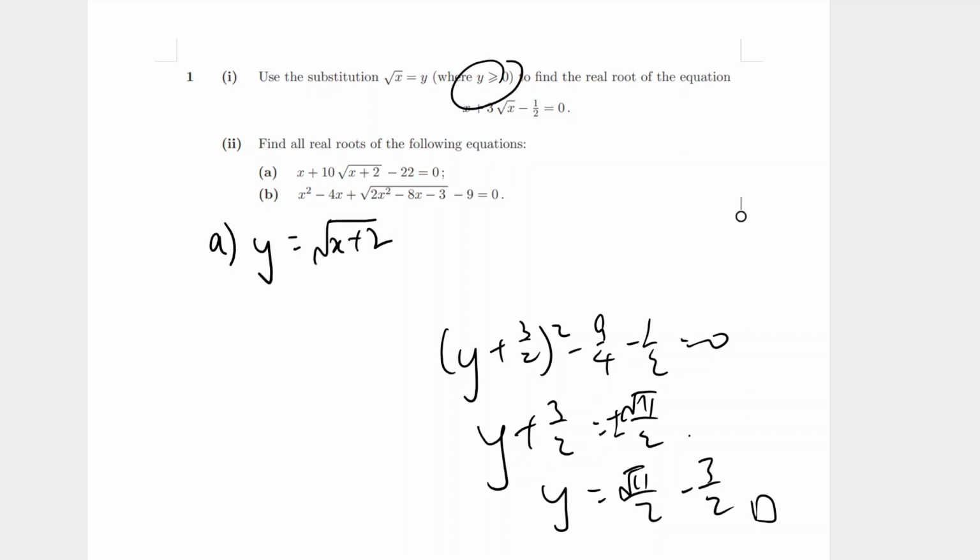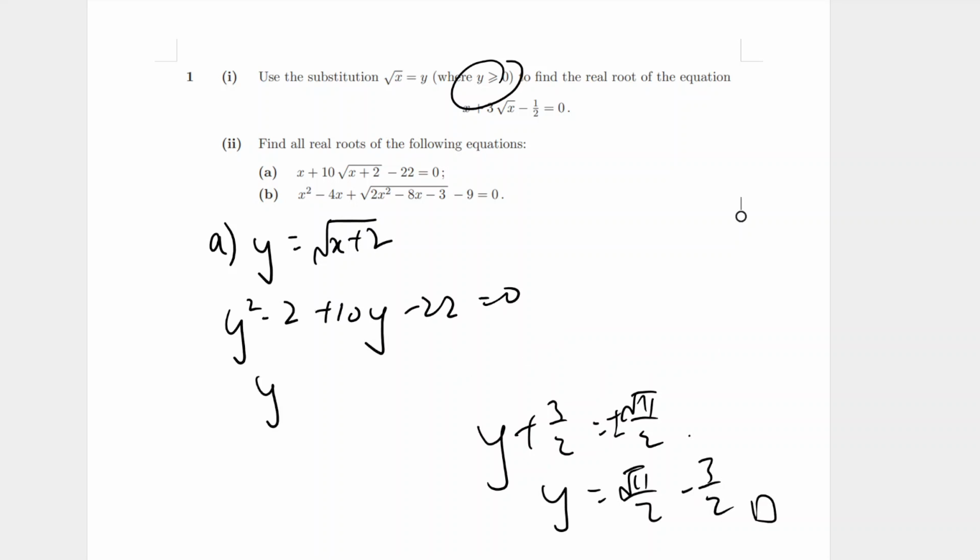Yeah, happy with that? Okay, so now what is x? x is y squared minus 2. We all see that? Yeah, that's just trivial rearranging. Plus 10 lots of y minus 22 equals 0. So how can we solve this? Well, just do quadratics. y squared plus 10y minus 24 equals 0.